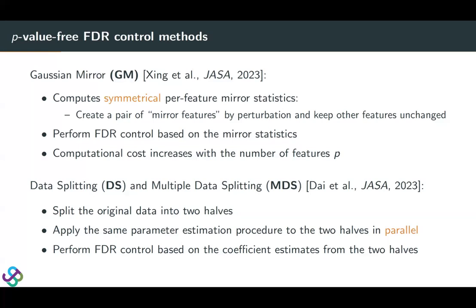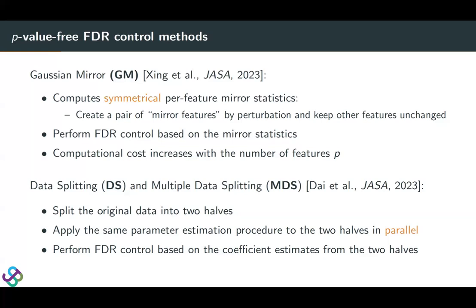But if a feature is significant, it has a strong non-zero coefficient, then its mirror features should have coefficient estimates with the same sign, even though they differ a little bit by magnitude. So that's the intuition behind it.